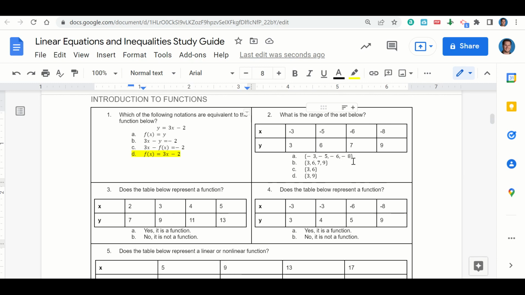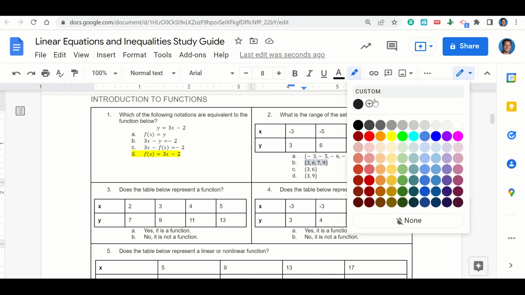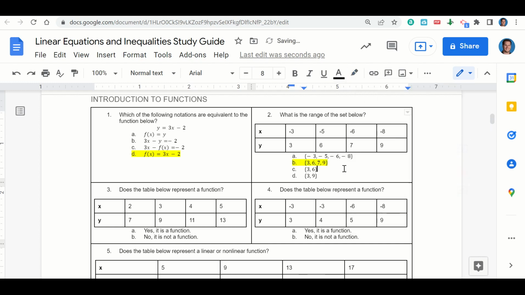It says, what is the range of the set below? Well, the range is the y value, so it's 3, 6, 7, and 9. So 3, 6, 7, 9, which is this one here. So again, I'm going to highlight it, click on the highlighter, and highlight it in yellow. And now I have my answers.